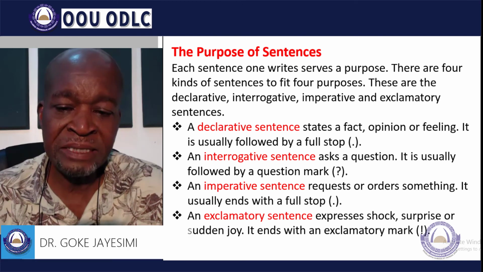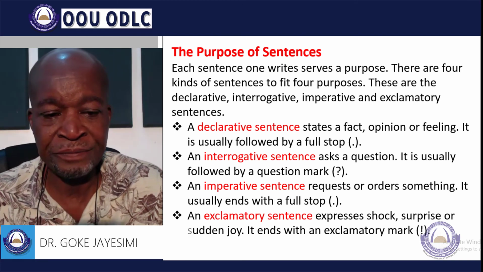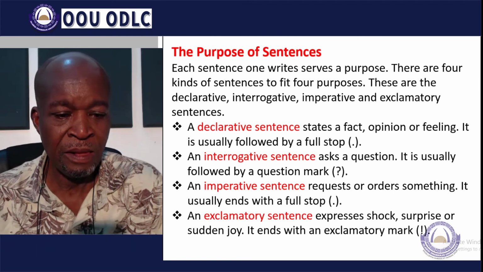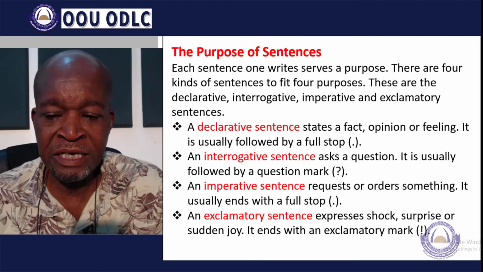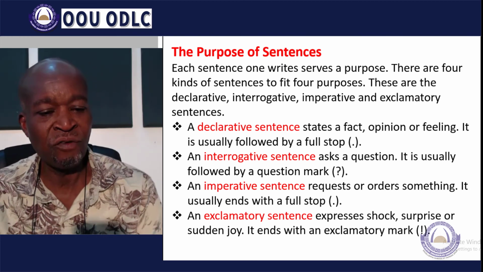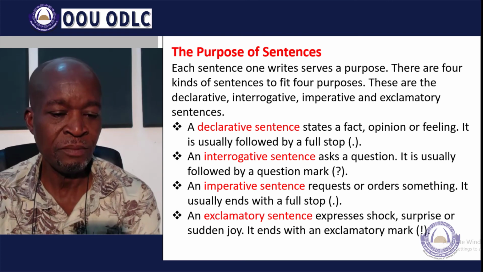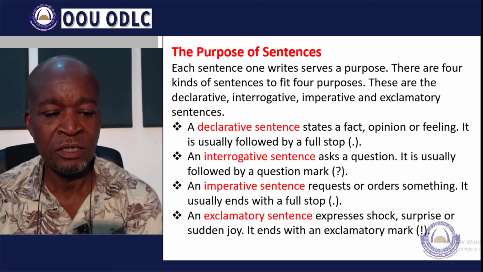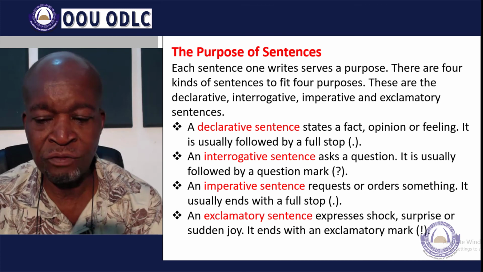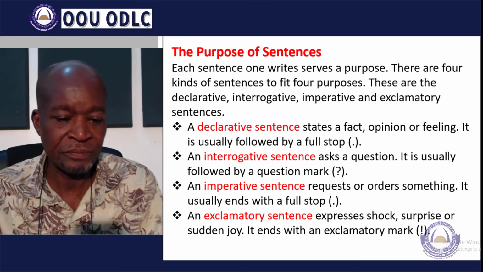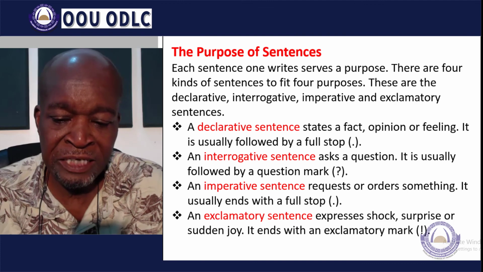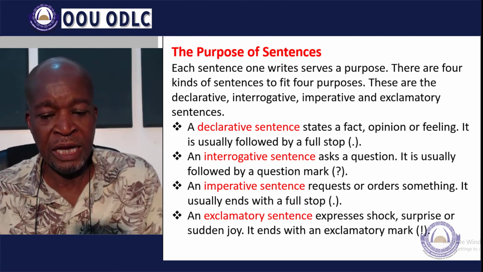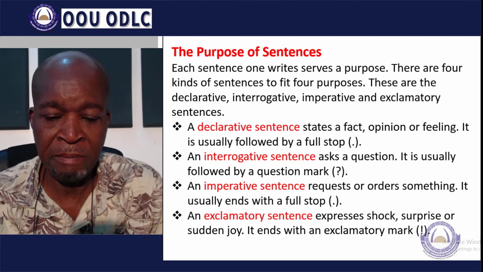A declarative sentence states a fact, opinion, or feeling. It is usually followed by a full stop. An interrogative sentence asks a question. It is usually followed by a question mark. An imperative sentence requests or orders something. It usually ends with a full stop. An exclamatory sentence expresses shock, surprise, or sudden joy. It ends with an exclamatory mark.